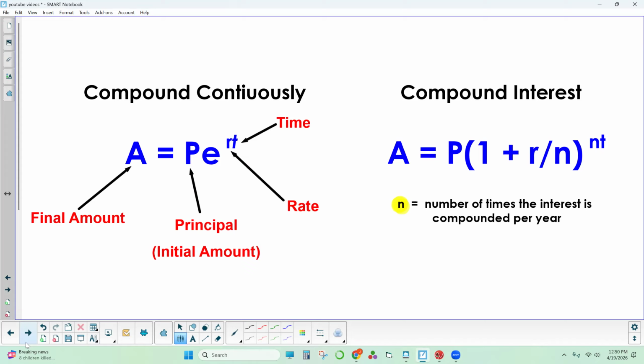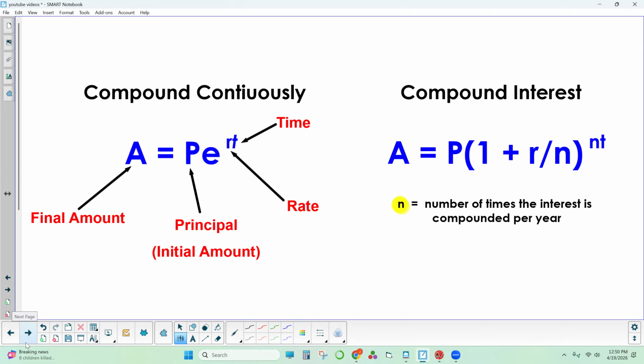Now, in the model here on the left, we've got A, which is the final amount of money you have. And then on the right, we have P, which is the principal, the initial amount that's put into the account. Okay, times our base, E, raised to RT. And R is a rate, which is typically a percent that's given to you. And T is time, which is typically years, but could be different. All right. So that's compound continuously.